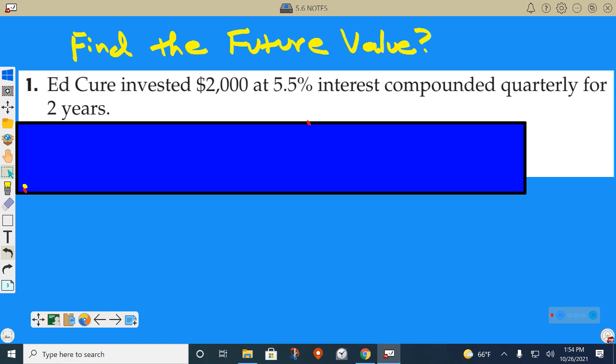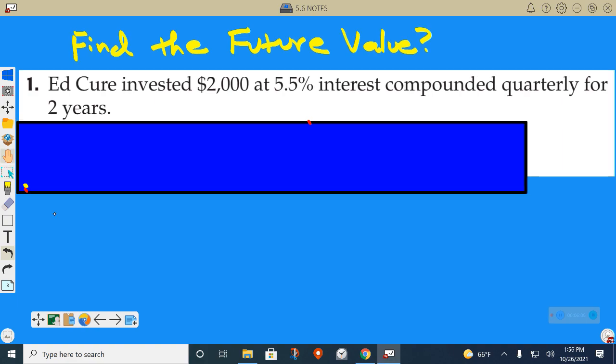Ed Cure invested $2,000 at 5.5% interest, compounded quarterly for 2 years. Write that down. Let's rock and roll. Here we go.